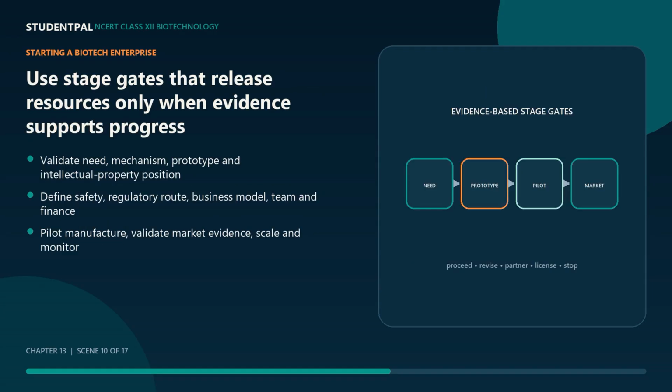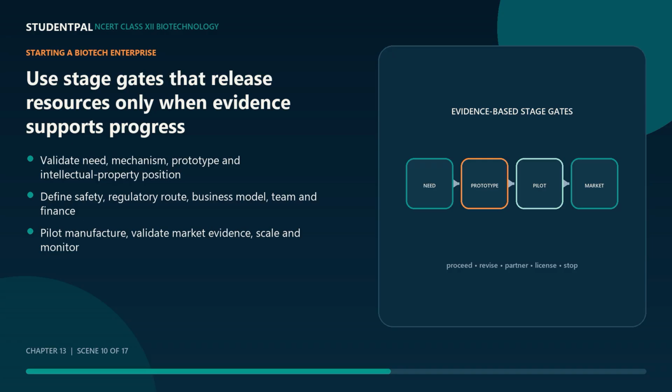A disciplined biotechnology startup pathway uses stage gates. First, confirm the unmet need and intended user. Next, establish the scientific principle with appropriate controls and define a prototype. Examine ownership, patentability, and freedom to operate early enough to influence design. Map biosafety, ethical, and regulatory requirements before expensive development.